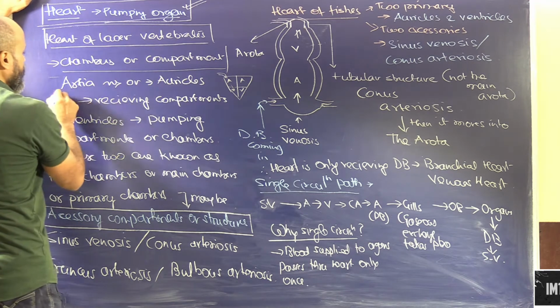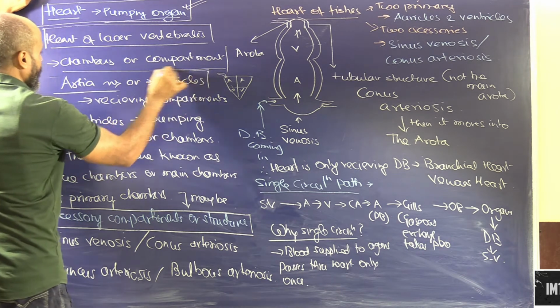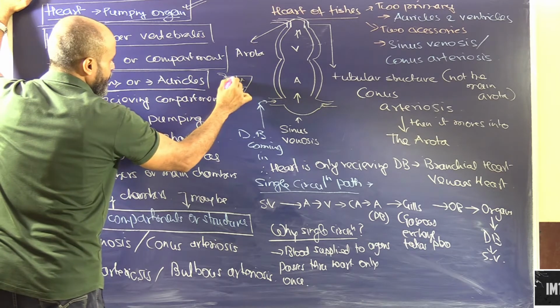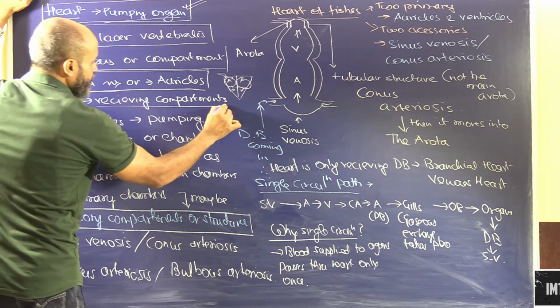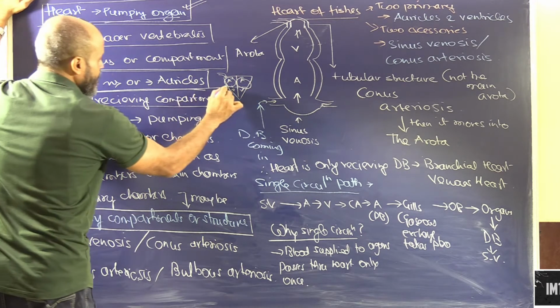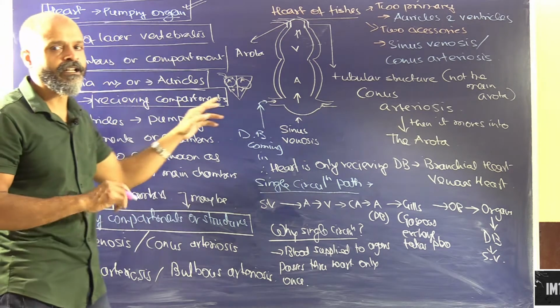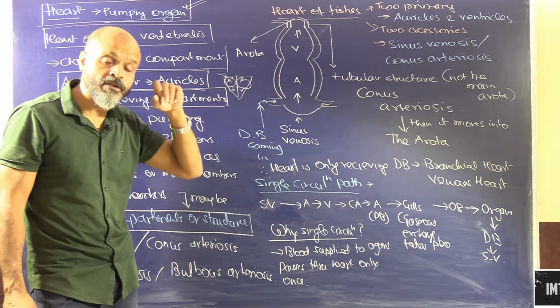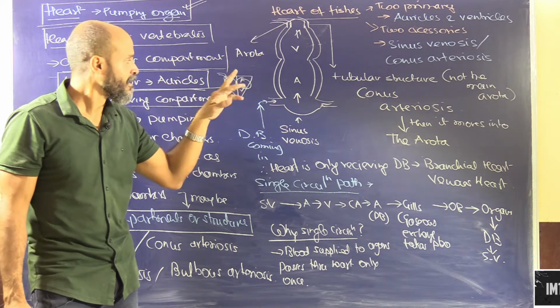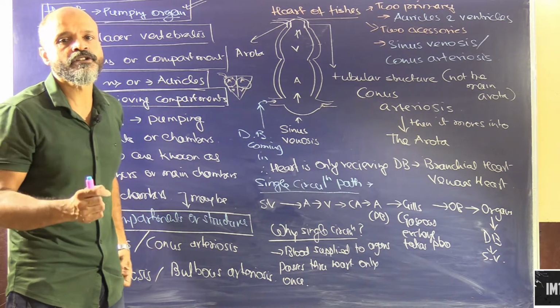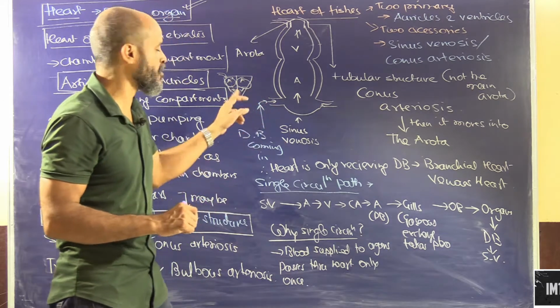So there are chambers or compartments, the atria or auricles. They are the receiving compartments of blood. For example, in the human heart, through the superior and inferior vena cava, the deoxygenated blood enters the heart. So that is called the auricle.